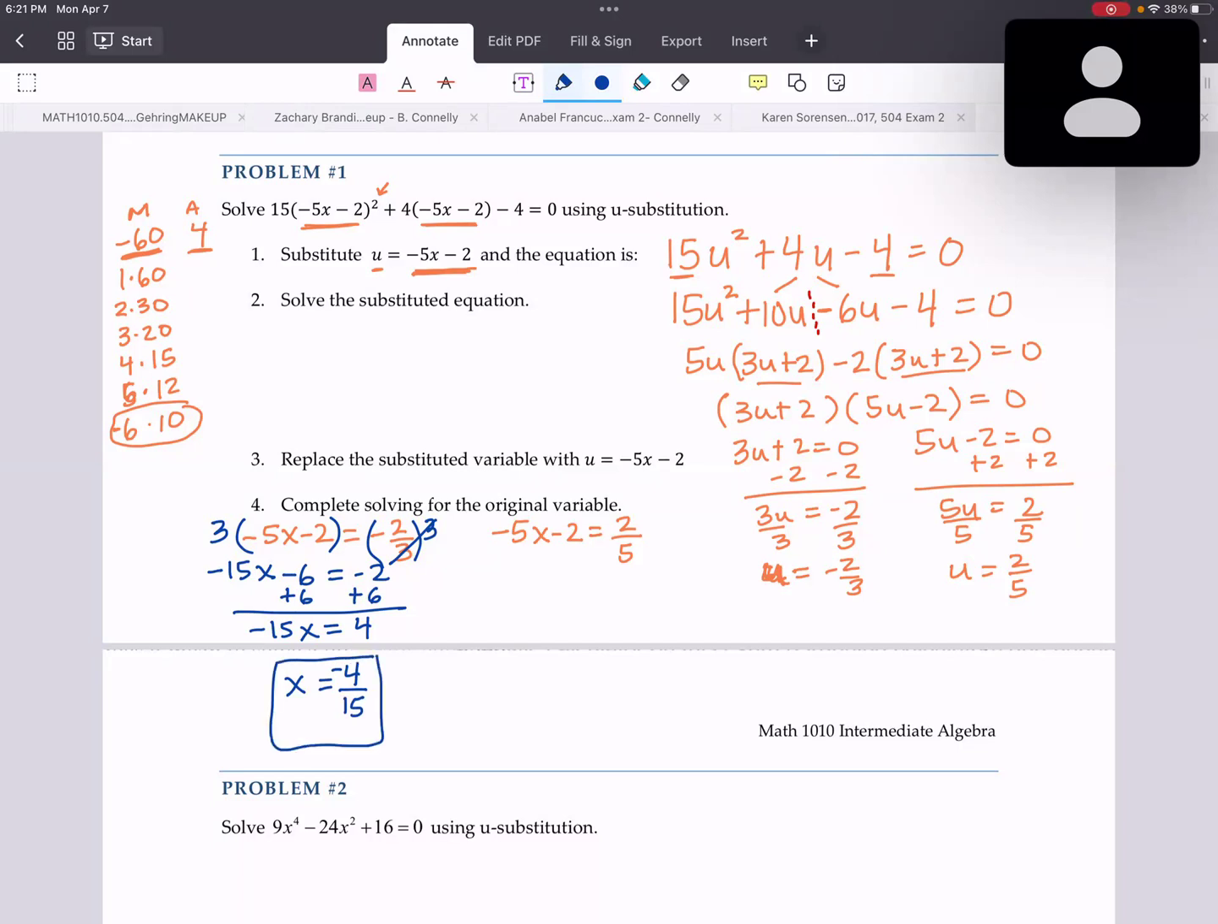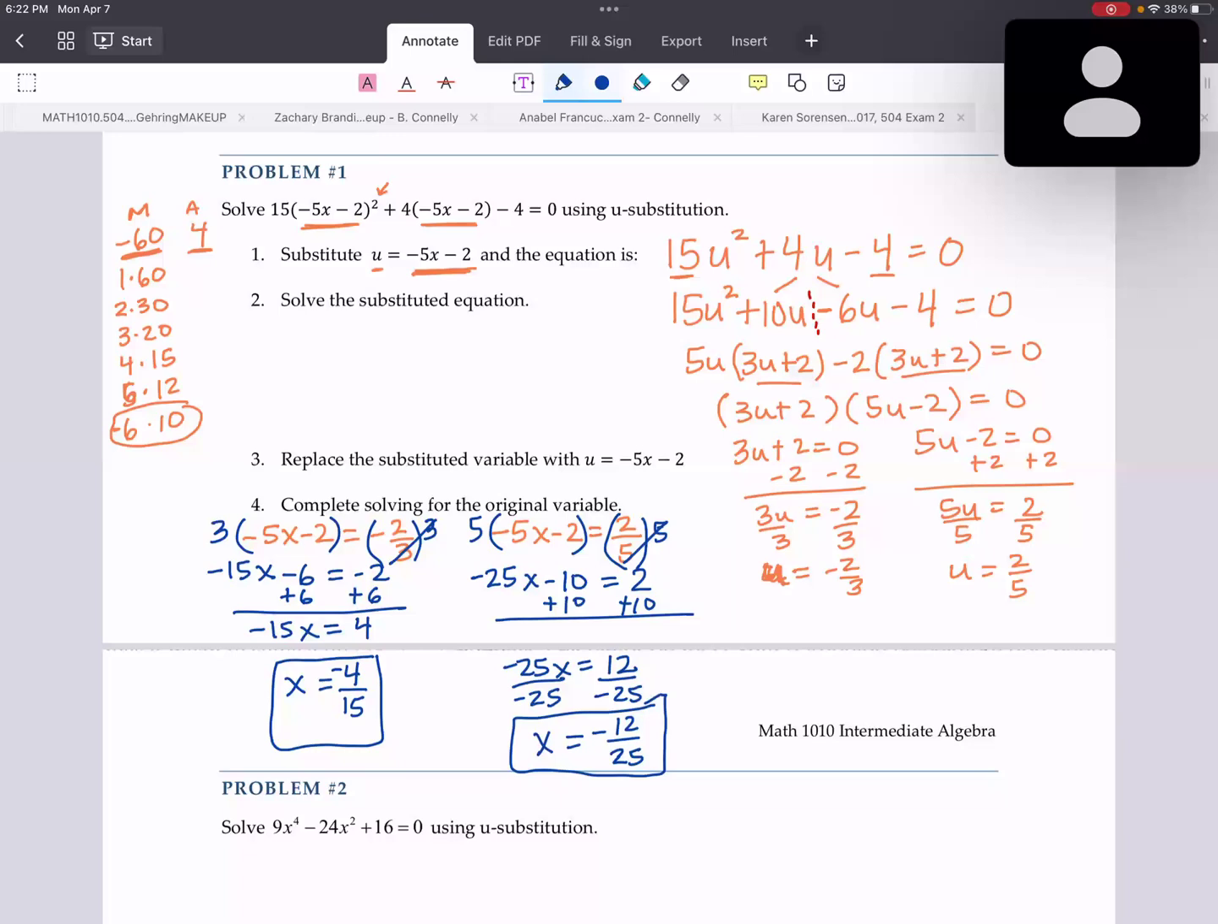And then on the next one, since my denominator is 5, I'm going to multiply that by 5 to get rid of it, but if I do that on that side, I've got to multiply it on the other side as well. So those divide out, and that will leave me with negative 25x minus 10 equals 2. Let's add our 10 over. So we get negative 25x equals 12. Divide both sides by negative 25, so x equals negative 12 over 25.